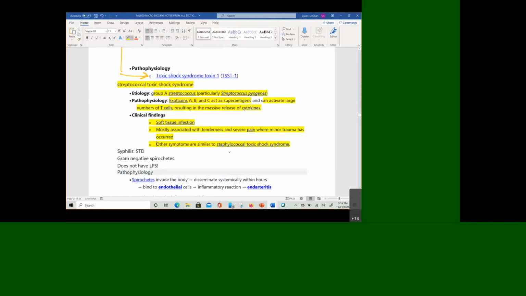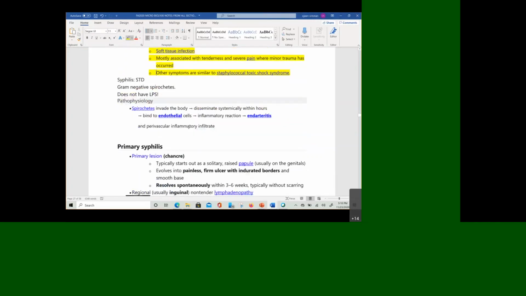Okay, the next one is syphilis. Syphilis is considered an STD, a sexually transmitted disease. It's caused by a spirochete, which is a gram-negative spirochete bacteria.